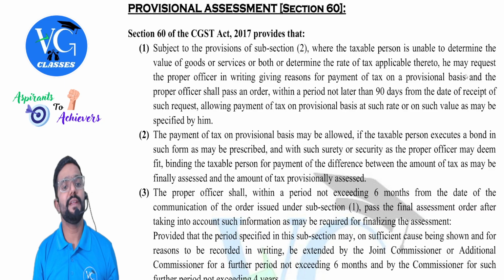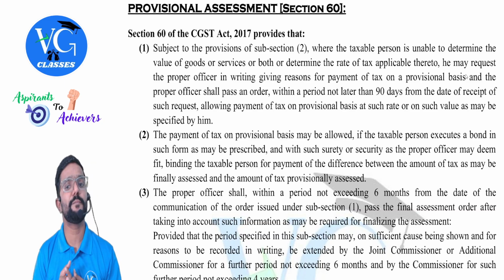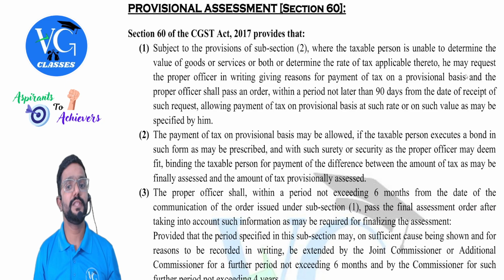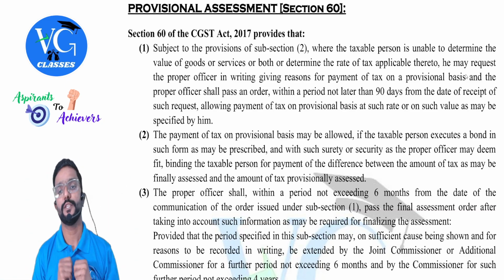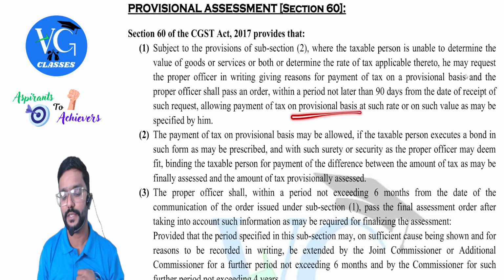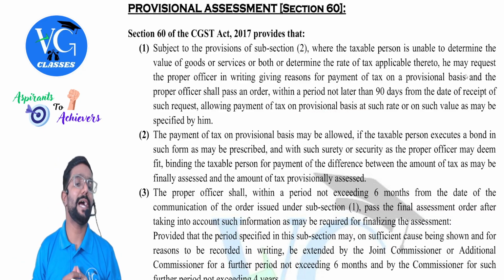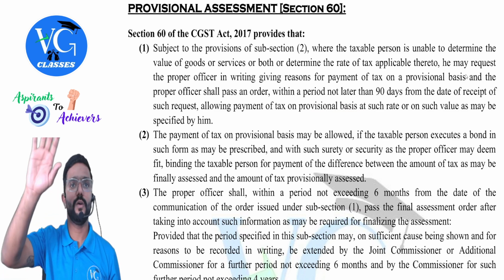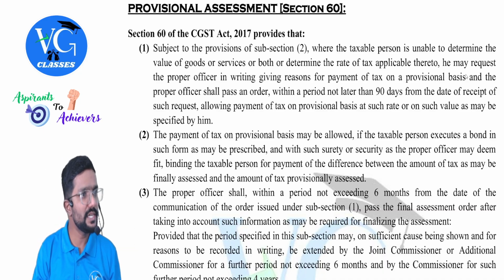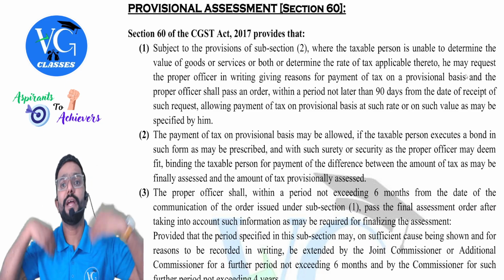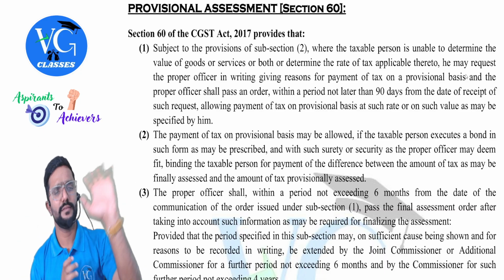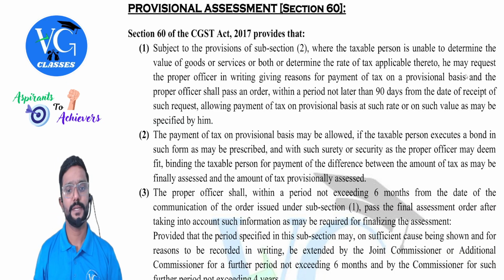Yes. He may request the proper officer in writing, giving reasons for payment of tax on a provisional basis. And the proper officer shall pass an order not later than 90 days from the date of receipt of such request, allowing payment of tax on a provisional basis, at such rate or on such value as may be specified by him. The proper officer will tell me the amount I have to pay or the rate at which I need to pay GST. Is that clear? Within how many days, guys? Assume I have requested provisional assessment. Within 90 days, they will approve it, because we will take care of provisional assessment.